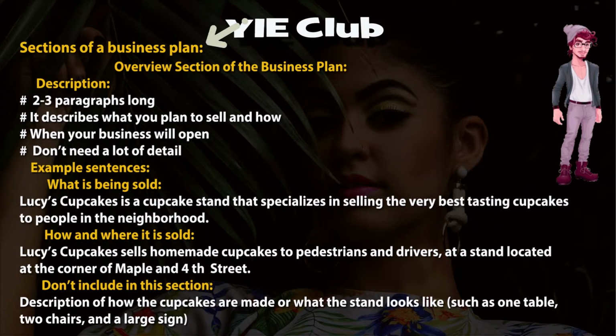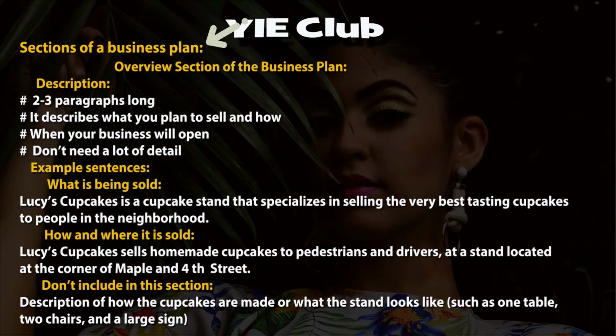Now we're going to talk about the different sections of a business plan. The first section we're going to talk about is the overview section. The overview section should be 2 to 3 paragraphs long. It's going to describe what you plan to sell and how, and when your business is going to open, but you don't want to include too much detail in this overview section.